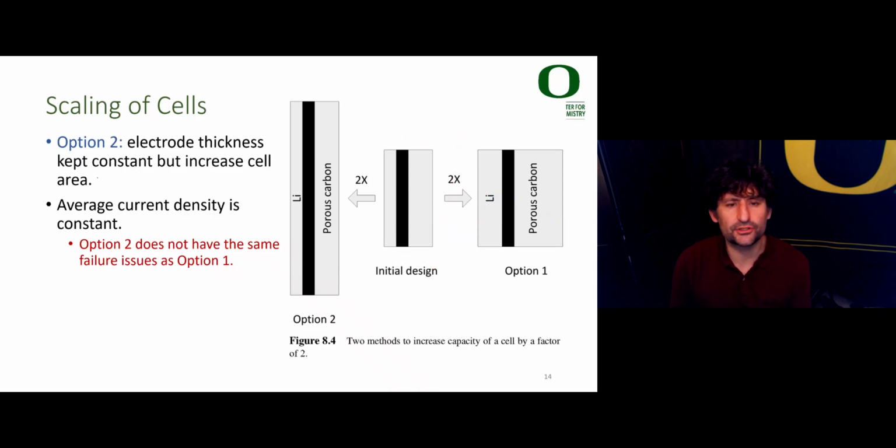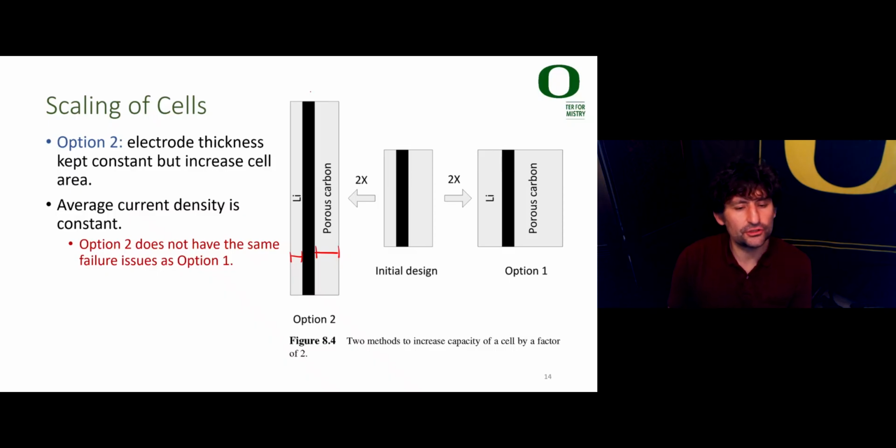Now let's consider option 2. In this case, we're going to keep the electrode thickness constant, but we're going to increase the cell area. So in option 2, we've doubled the cell area. That means we've now doubled the amount of ancillary we need to use, but the thickness of the electrodes are the same. So our average current density is constant, and thus option 2 does not have the same issues as option 1.